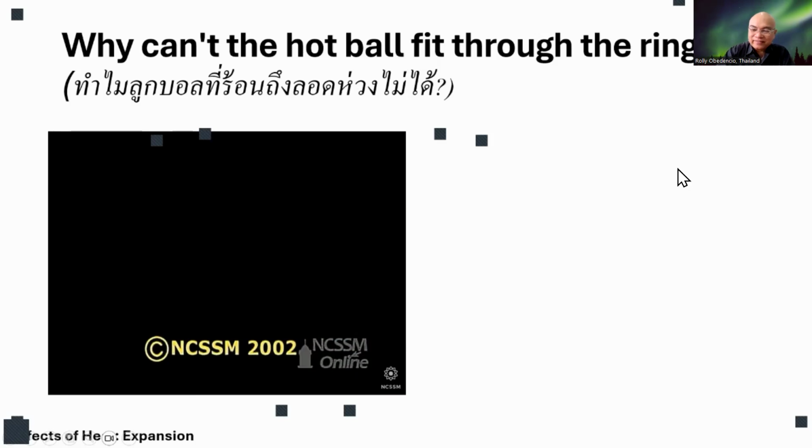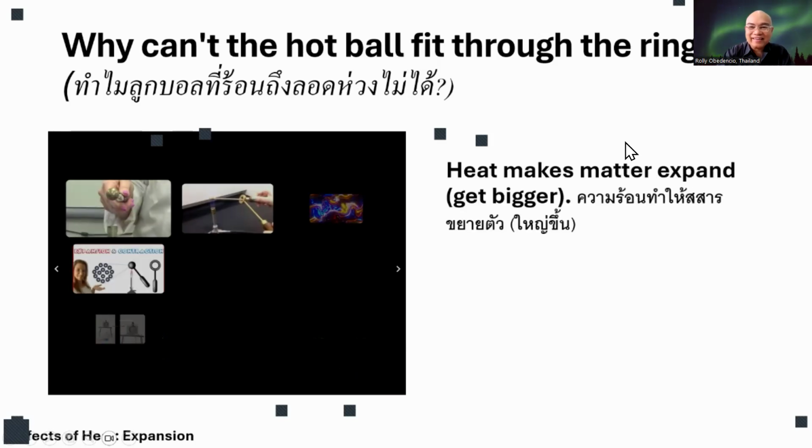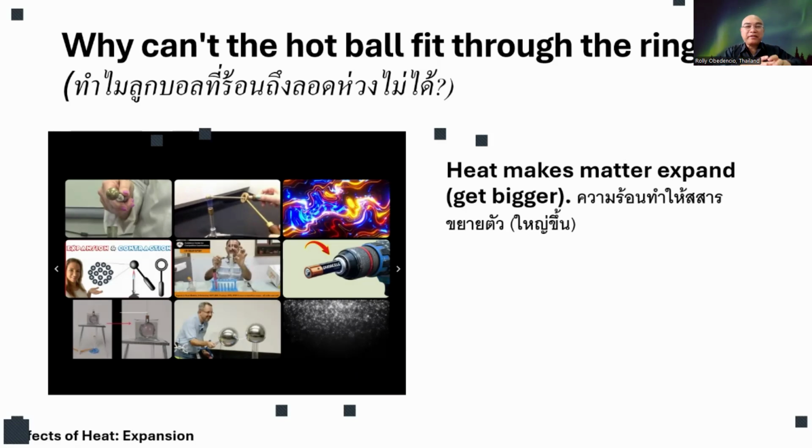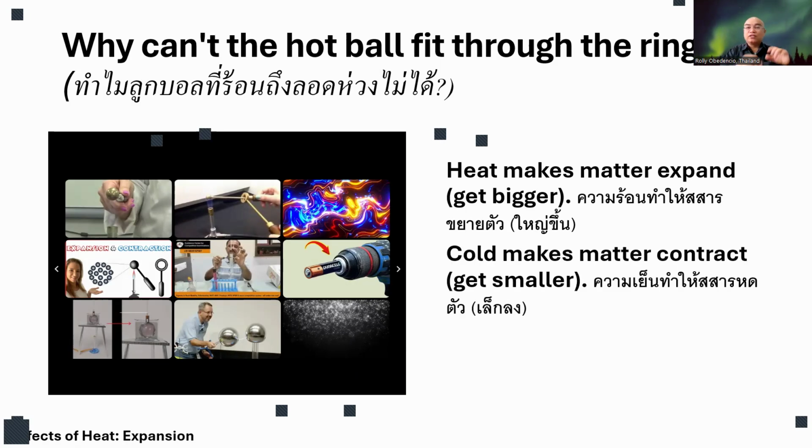You saw it, right? Heat makes matter expand, get bigger. That's why the ball doesn't go through the ring anymore when it is heated. So cold makes matter contract, meaning it gets smaller. So repeat this vocabulary: expand, contract. Expand means get bigger. Contract means get smaller.